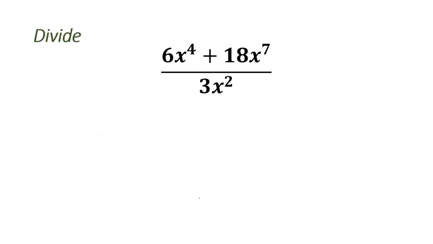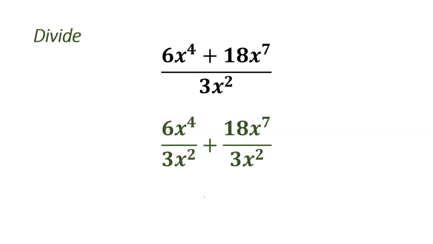Let's divide 6x to the 4 plus 18x to the 7 over 3x squared. Now first I'm going to distribute my 3x squared to the terms 6x to the 4 and 18x to the 7. Let's rewrite. Once you rewrite, then you will start reducing. 3 goes into 6 twice, and you will have the power remaining on the top because 4 is higher than the 2. So you will subtract 4 minus 2, that will give you x to the power 2.